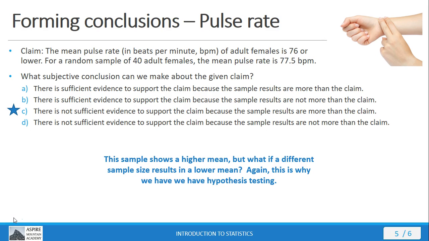And again, that's just this particular sample. For all we know, we could take a different sample and come up with a lower mean value that would actually support the claim. This is why we don't use subjective conclusions all that much.